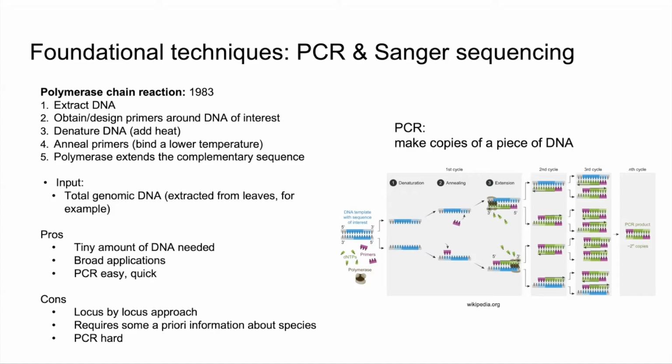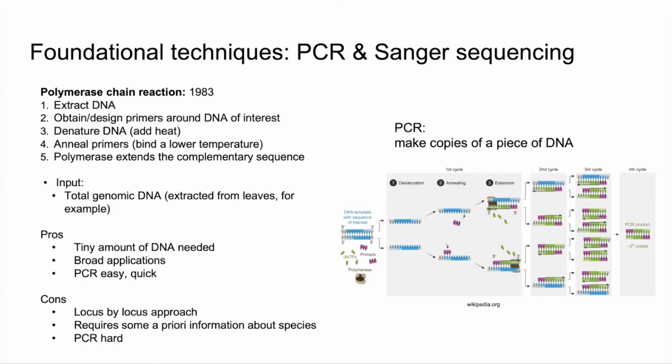And the cycle is repeated many times. So you're basically making many, many, many Xerox copies. You can make millions to billions of copies of your original piece of DNA in a relatively short span of time, in an hour or so. And so this has really broad applications. You put in your total genomic DNA in a tiny amount, and so that's a pro. You can use 0.1 microliter of your very dilute DNA. And like I said, this has broad applications.